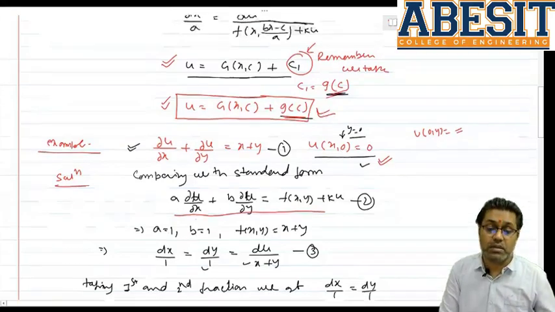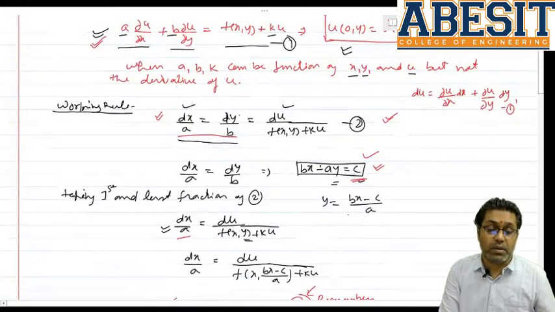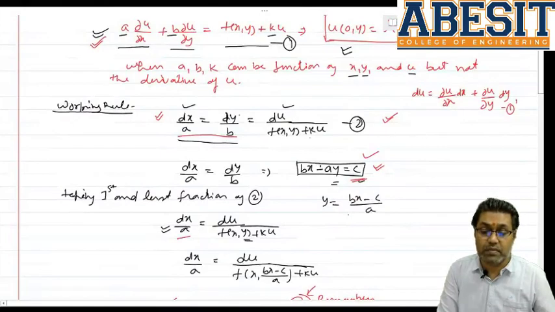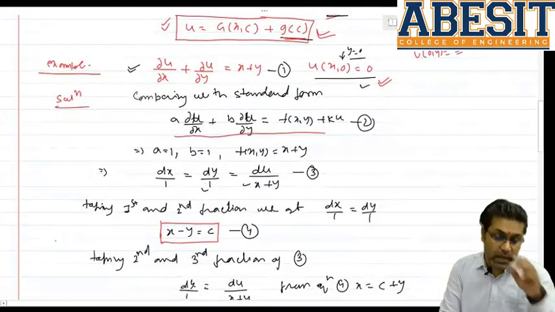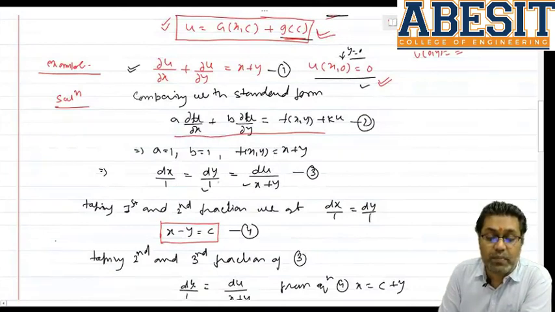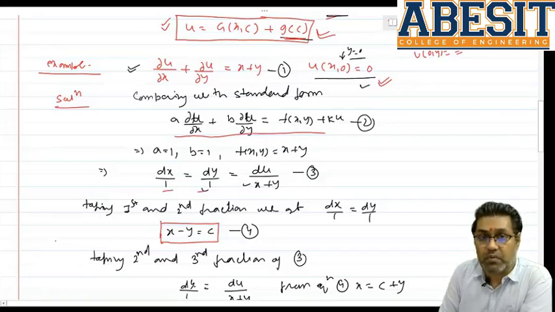Then, as I said earlier, we get the equation dx upon a is equal to dy upon b is equal to du upon f(x, y) plus ku. So here we get dx upon 1 is equal to dy upon 1 is equal to du upon x plus y. Now we solve this taking the first two fractions. We get dx upon 1 equal to dy upon 1, so x minus y is equal to c. This is the first solution.